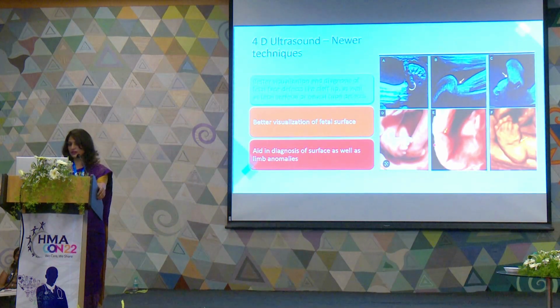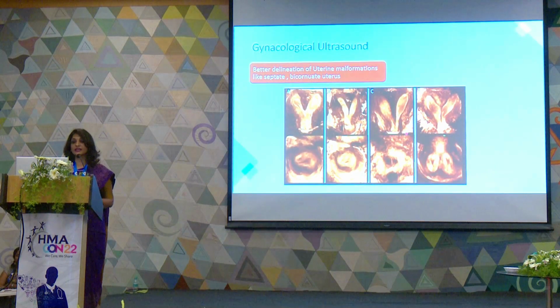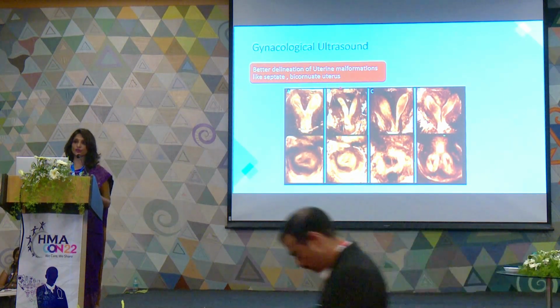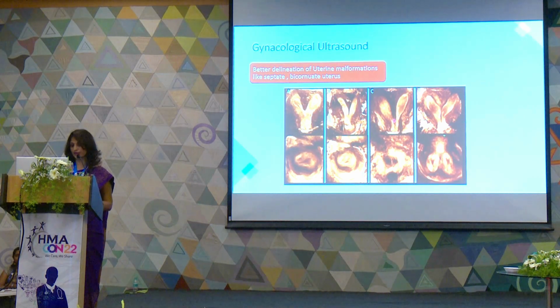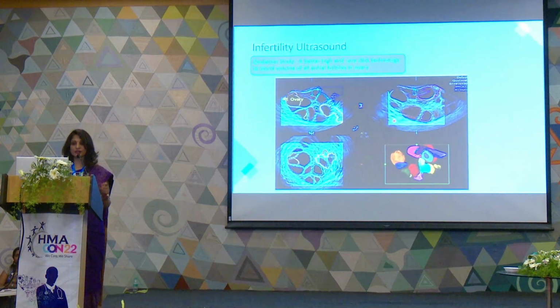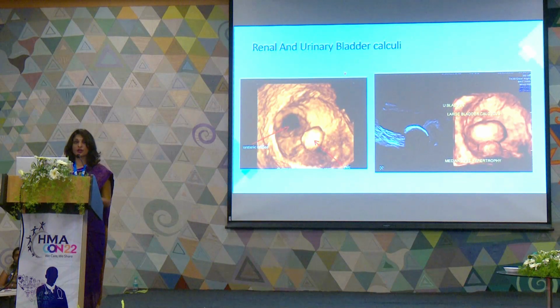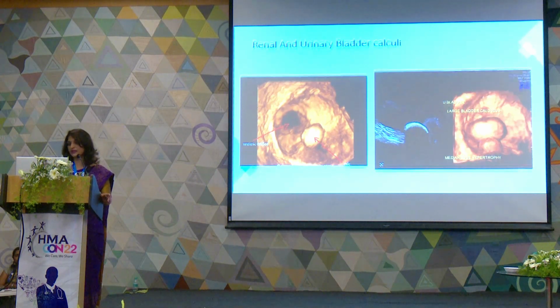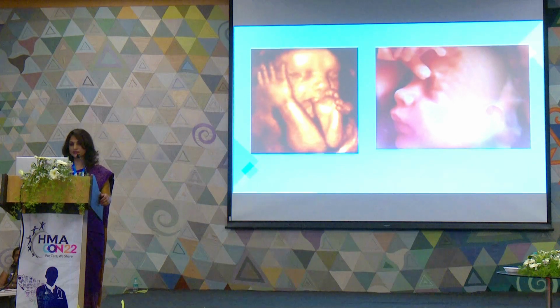4D ultrasounds, nowadays it helps in lots of things, like to see surface defects better. You can see the club foot over here. In gynecology also, it helps in better delineation of uterine malformations. You can see septate uterus, bicornuate uterus very clearly here. In infertility, ultrasound also acts as a better high-end one-click technology to count all antral follicle volumes in the ovary with just one click. Nowadays, in abdominal ultrasound also, it helps in better delineation of renal, ureteric calculus and bladder calculus, clearly seen. Some cute photos of babies.